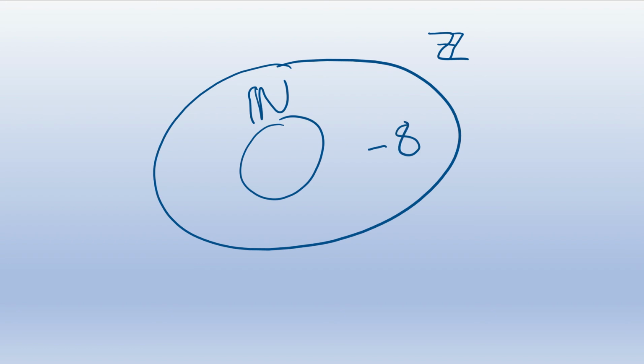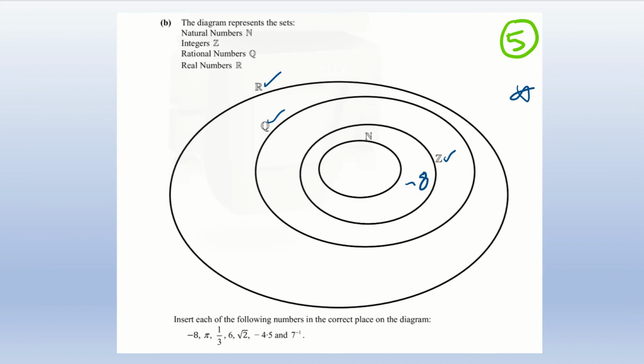And just with our integers, Z, and our natural numbers, just to concentrate on that little part of the diagram that we had. The minus 8, if I put it in this part here, it tells me that it is part of the integers, but it's not a natural number. It's outside this circle here. I'm hoping that makes sense, that right there is the place where the minus 8 is going to go. So we have minus 8, we're going to stroke that off so that we know that we've done it.